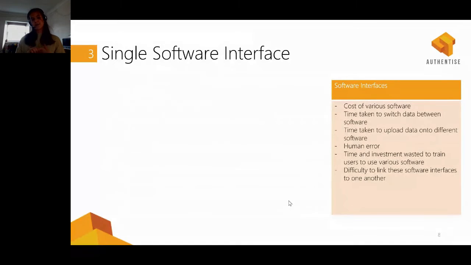And then finally, the third point we're going to talk about are software interfaces. So what I mean by that, first of all, is simply the cost of various software interfaces that a facility has to buy. This is because different OEMs, machine OEMs, for example, or different software companies, depending on what you want to do to your part, will have their own software. The time taken to switch between all these software interfaces on your computer, saving your work, closing the tab, opening a new one. The time taken to upload data onto different software and the possibility of human error between these.